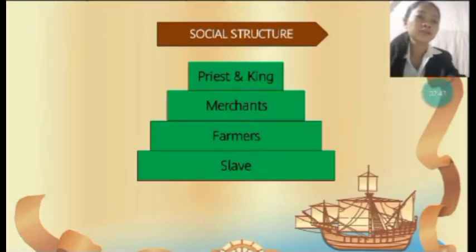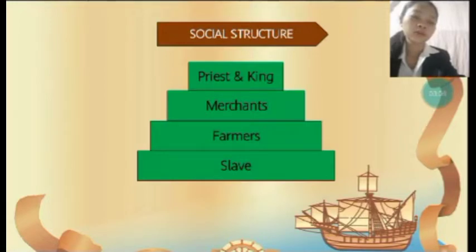Next is the social structure. As you can see, they had four levels of social structure: the priests and king are the highest, next are merchants and farmers, and then slaves, who were either captured in war or sold into slavery to pay their debts.